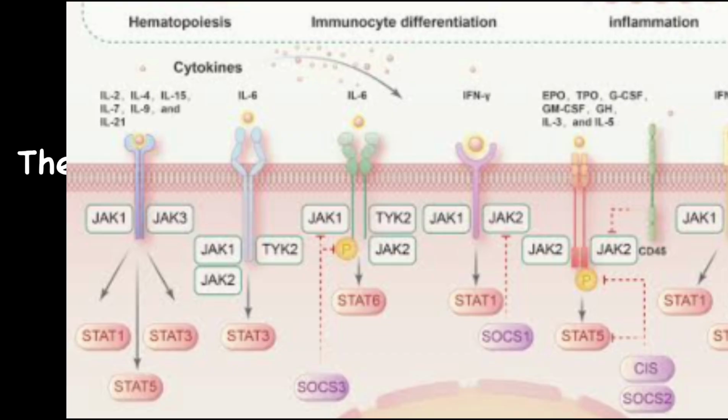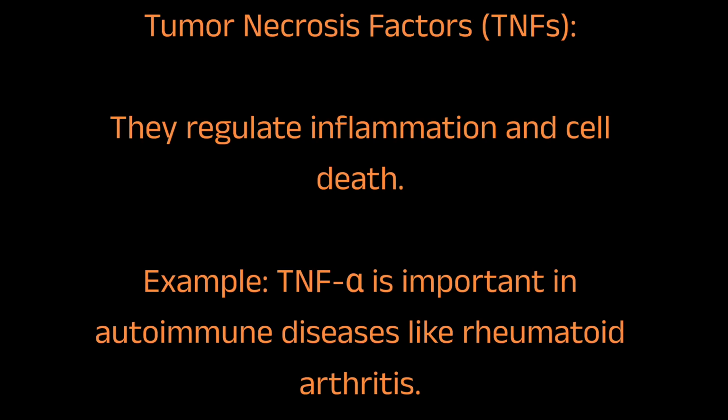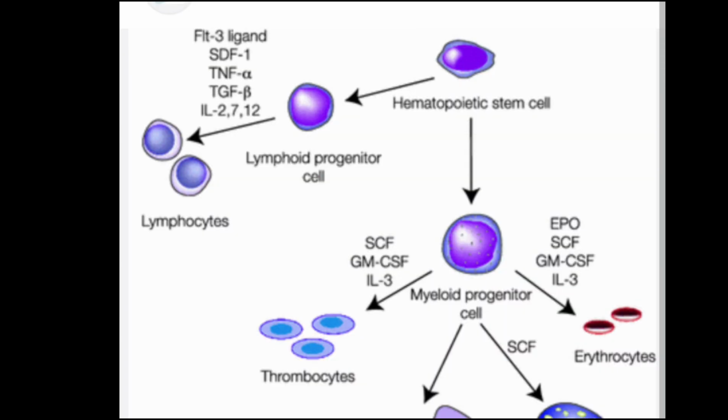For example, interferon alpha and interferon beta mediate the antiviral response and activate immune cells, and interferon gamma activates macrophages and enhances antigen presentation. Tumor necrosis factors regulate inflammation, apoptosis and immune cell activity. TNF alpha, tumor necrosis factor alpha, promotes inflammation and is involved in autoimmune diseases.